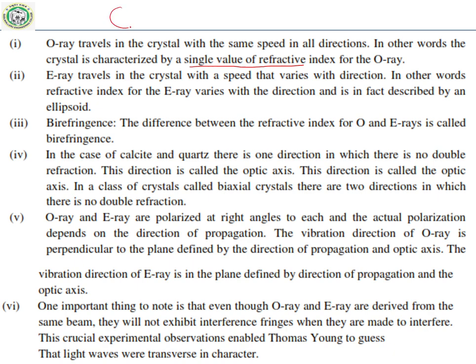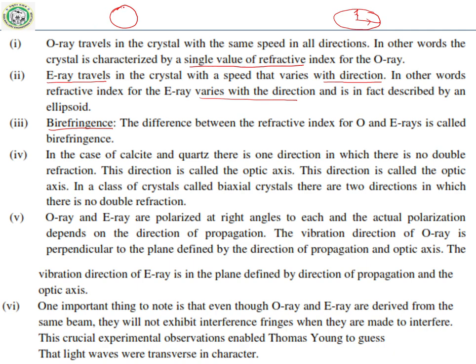That kind of ray we call the ordinary ray, and generally it can be represented in the form of a circle. The extraordinary ray travels in the crystal with a speed that varies with the direction. In other words, the refractive index for the E ray varies with direction, and it is described by an ellipsoid. So it can be represented like an ellipse because its refractive index changes with direction. Another important phenomenon is birefringence, defined as the difference between the refractive index of the ordinary ray and the extraordinary ray.